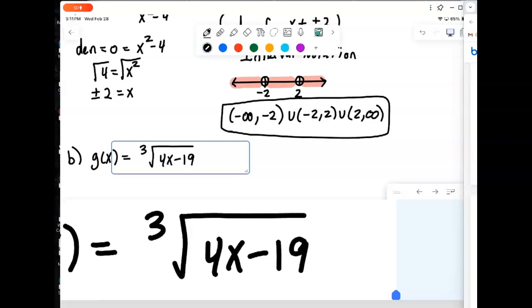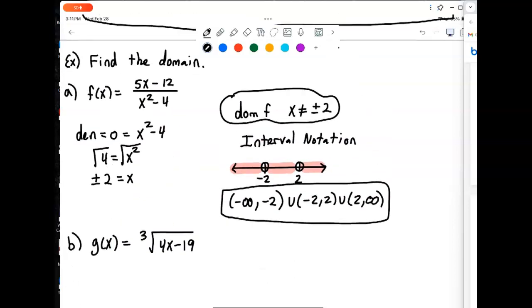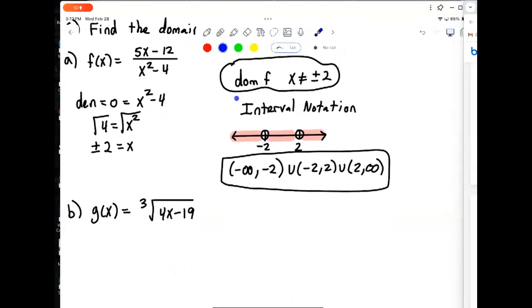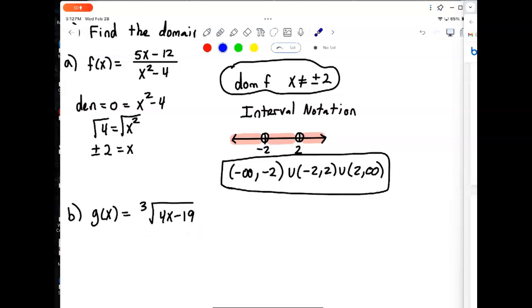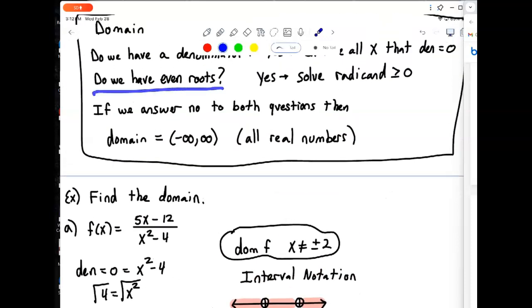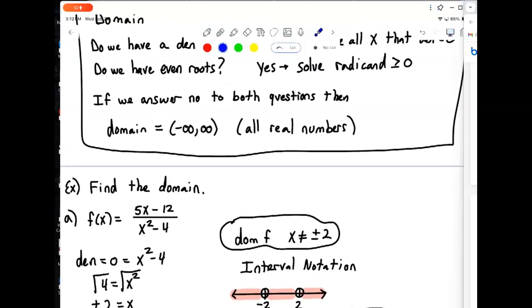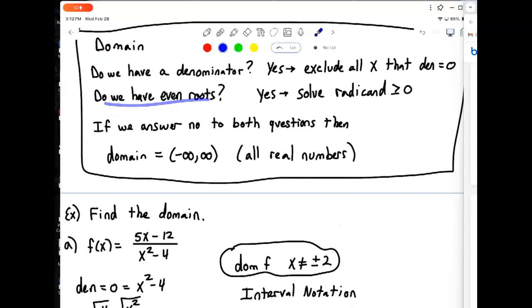Okay. So we go through our checklist, right? Do I have a denominator? No denominator. So no. So I move on. Do we have even roots? We do have a radical, but it's an odd root. Odd roots are okay with negative numbers. So the answer to question number 2 is no. So that brings me to point number 3. If we answer no to both questions, then the domain is all real numbers. The domain is all real numbers.